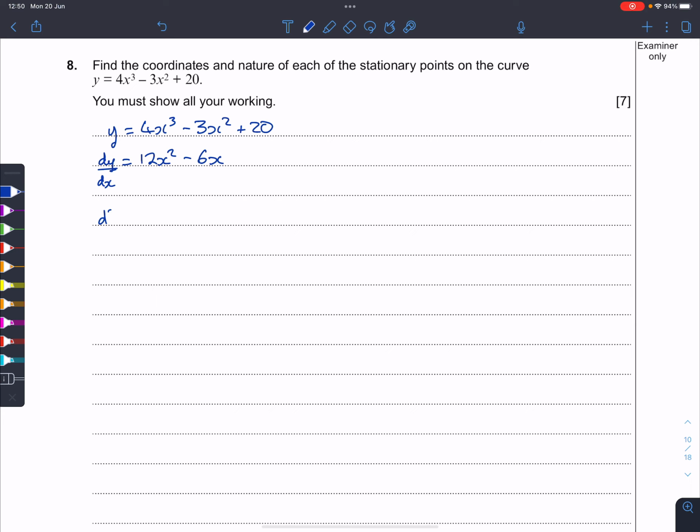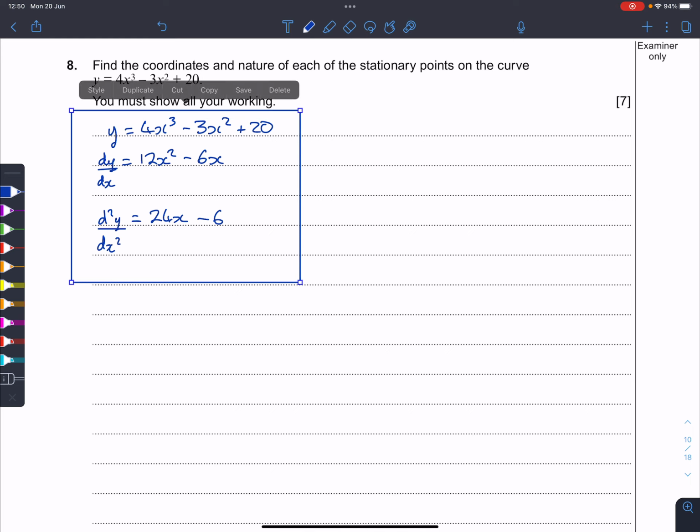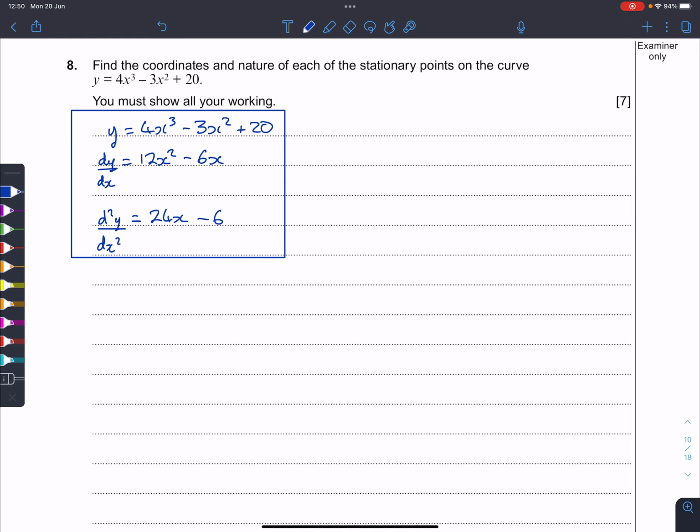And then I also want to find my second derivative, so d2y by dx squared. So I'm going to differentiate this again. My 12x squared differentiates to 12 lots of 2x, which is 24x, and my negative 6x will differentiate to negative 6. Okay, so I keep those all tucked away nice in a little corner, and then I start going about my question.